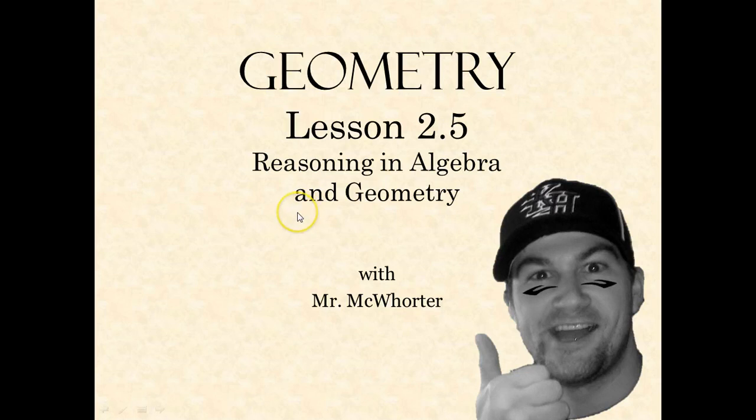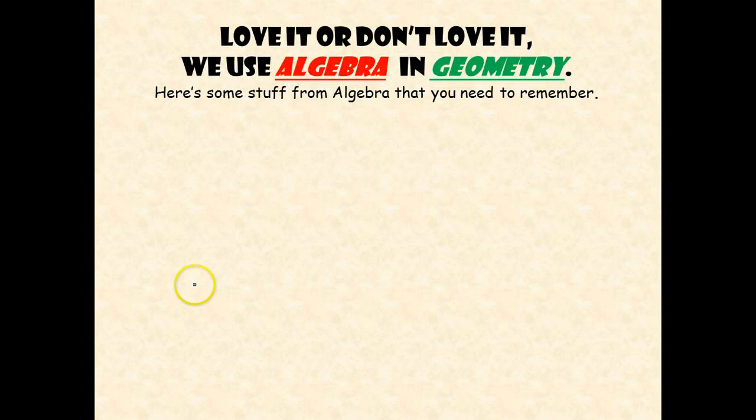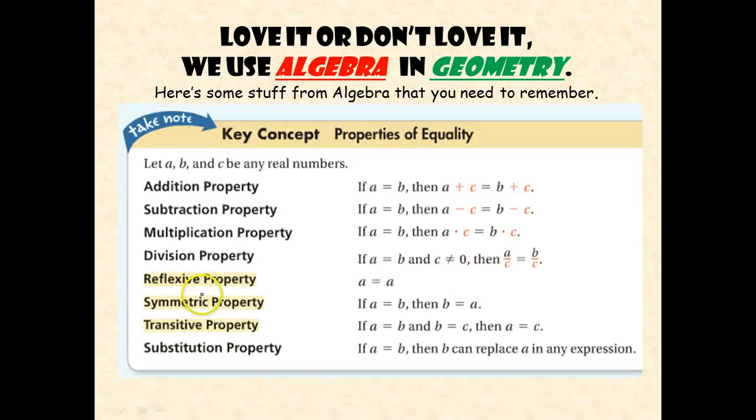Today, we're going to talk about reasoning in algebra and geometry. Let's do it. So maybe you thought since the class is called geometry, you get a free pass and you don't have to remember any algebra. Not so. Here are some things that we have to remember from algebra. Now these are properties for real numbers. And you used a lot of these when you were learning how to solve equations.